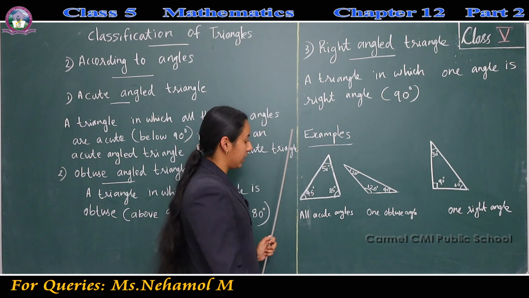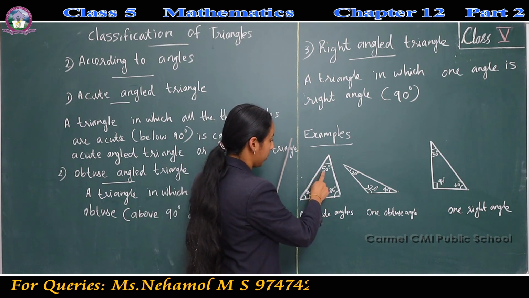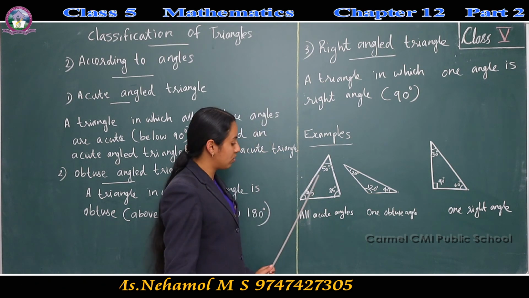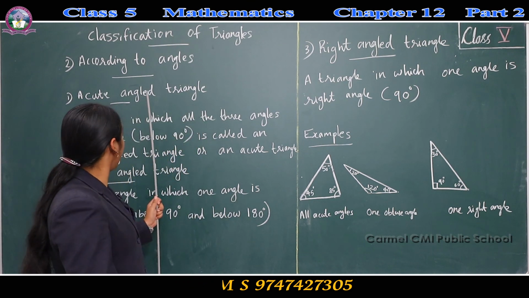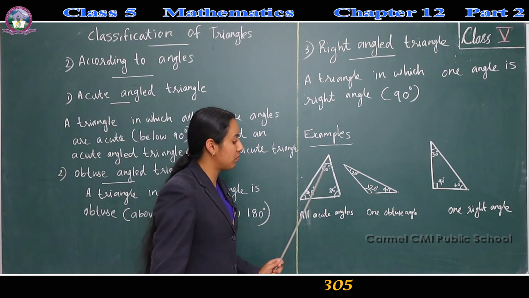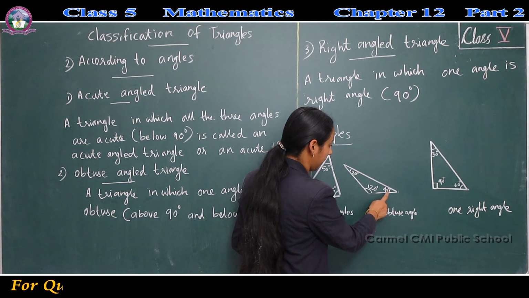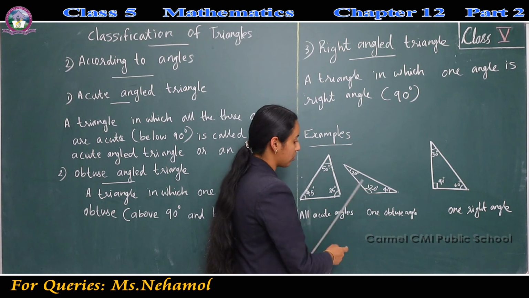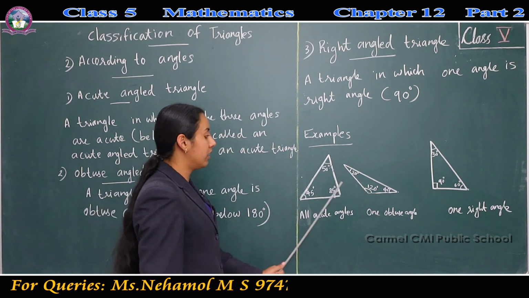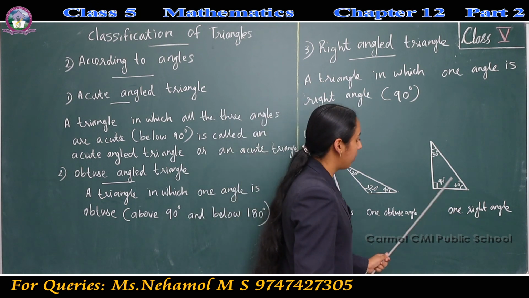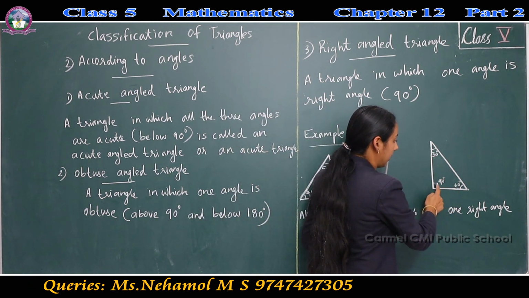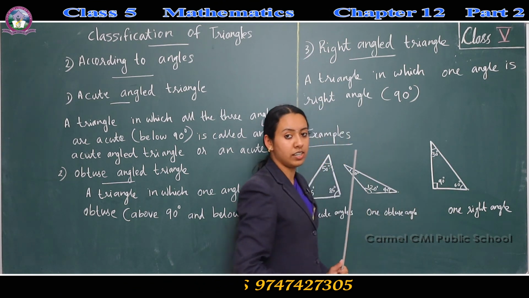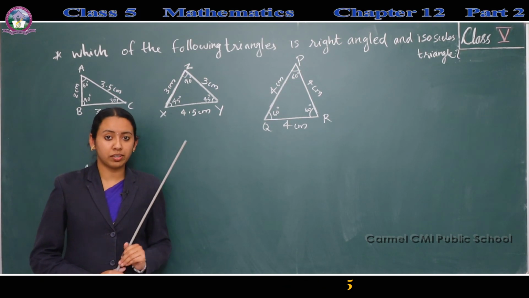Some examples are given here. First one, 45 degree, 50 degree, 85 degree. Then all acute angle. So this is an acute angled triangle. Then next one, 20 degree, 40 degree, 120 degree. One obtuse angle. So it is an obtuse angled triangle. Then next one, 30 degree, 60 degree, 90 degree. One right angle is there. So right angled triangle. Now we can go through a question.